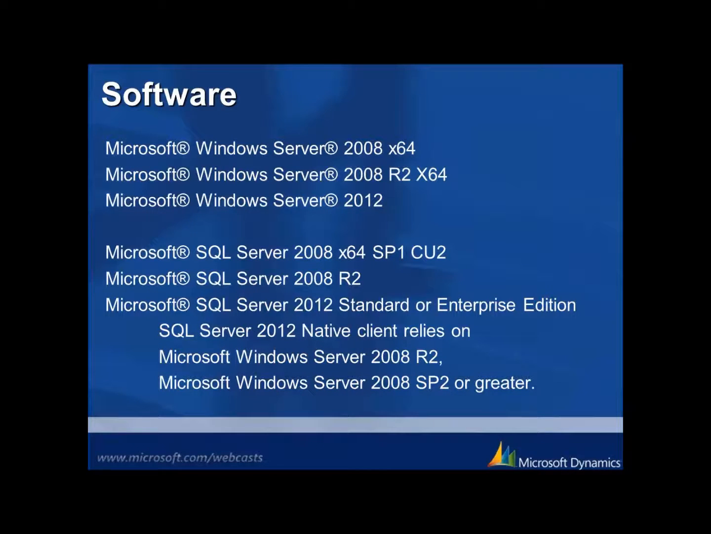So let's go through the shopping list. Basically, right off the bat, you're going to want to make sure that you're on a supported operating system. That's going to be your Windows Server 2008 64-bit or R2 64-bit. You can also go to Windows Server 2012. You'll want your updated SQL Server. All of these are comparable to what you'll need if you're running SL 2011 and 2011 FP1 anyway, so you most likely have these already in place. You'll also notice that it is supported on SQL Server 2012 Standard or Enterprise Edition.